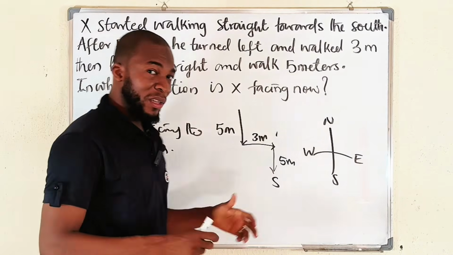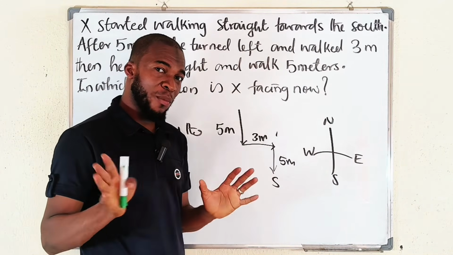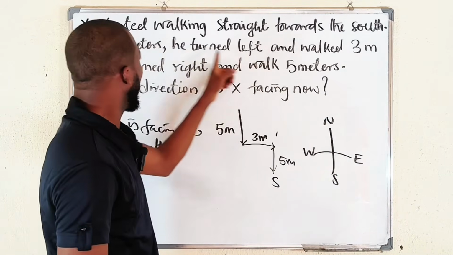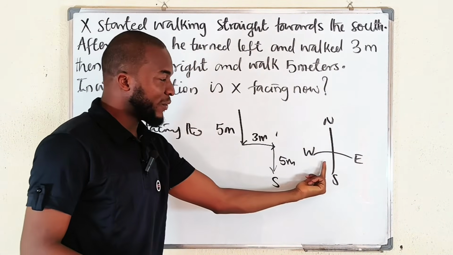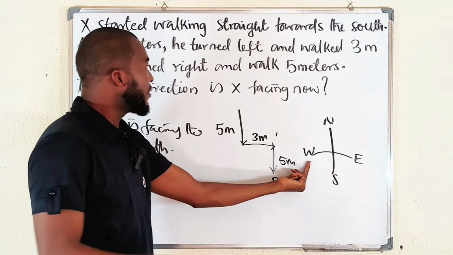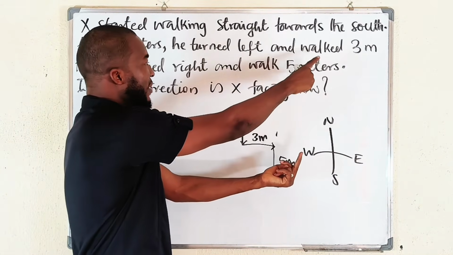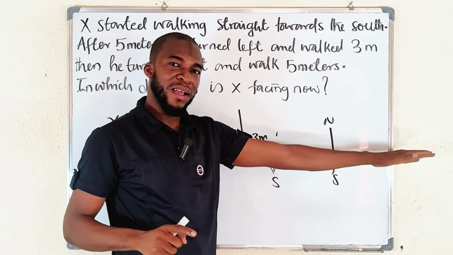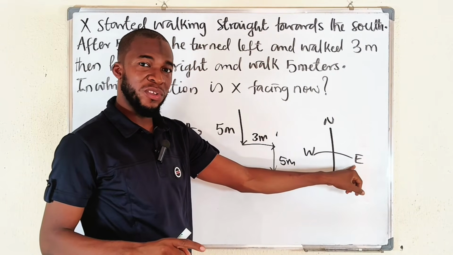But what if you consider X as someone coming towards you? Just look at it. Towards the south, he turned what? Left. This is going to be your left towards the west. And towards the west for 3 meters, he then turned what? Right. And this is going to be your right hand side, which is towards the east, which is very wrong.